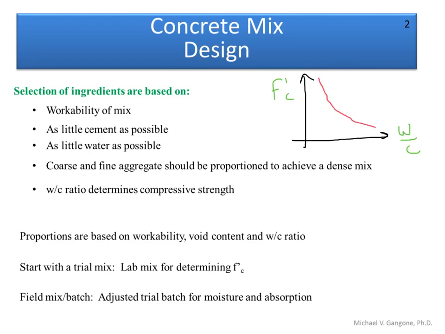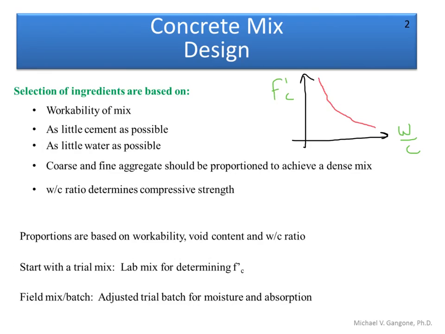So if I'm designing for a certain water-cement ratio and a certain strength, and I'm adding all this aggregate that has surface moisture, the strength that I'm actually going to achieve in the concrete is going to be less because I'm adding more water that I didn't initially account for. All right, so we have to make sure we account for that surface moisture.